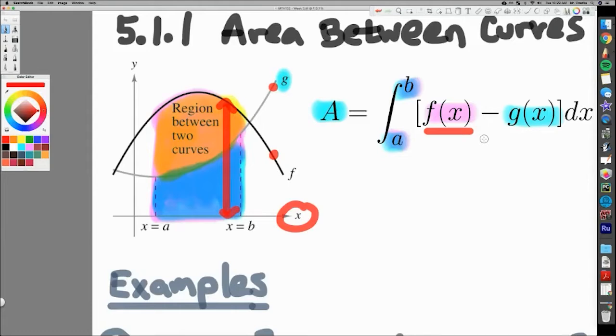Because some students ask, how do I figure out which one's on top and which one's on the bottom? The answer is you graph it using your calculator. These are going to be all calculator problems, but you graph it with your calculator, you see which one's on top, and then you know which one to put first. But say you were being lazy and forgot. If you switch the order of these, you get the exact same answer. It's just that you end up with a negative answer, so just make it positive at the end and we're good.